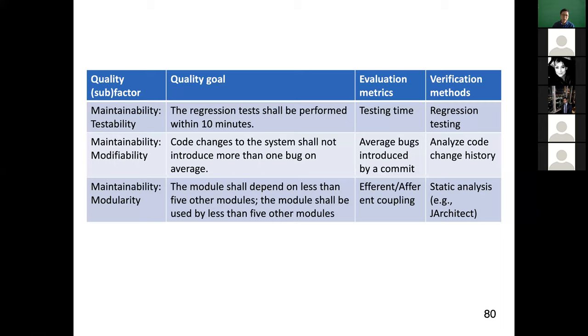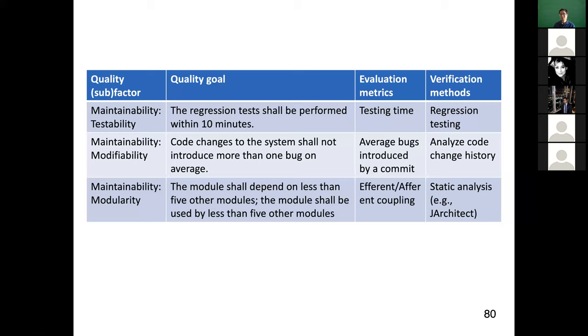For modifiability, we consider one quality goal: code changes to the system shall not introduce more than one bug on average. So each code commit shouldn't introduce more than one bug into the system. Okay, how can we measure it? What's the metric? Metric can be average bugs introduced by a commit, right? How can we verify it? Here we cannot run testing.